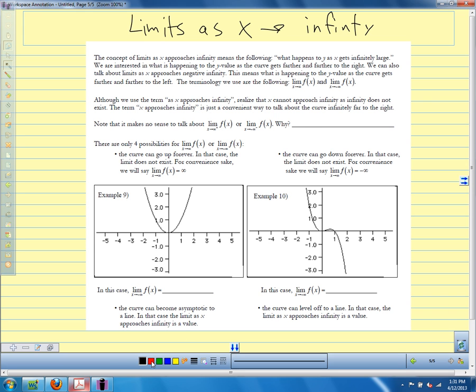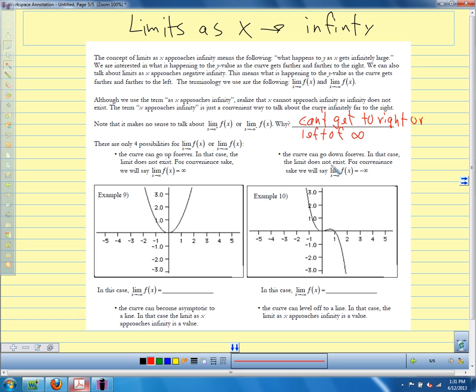So I guess, in shorthand, we could say we can't get to the right or left. We can't get to the right of positive infinity. We can't get to the left of negative infinity. We're just getting bigger and bigger or smaller and smaller.